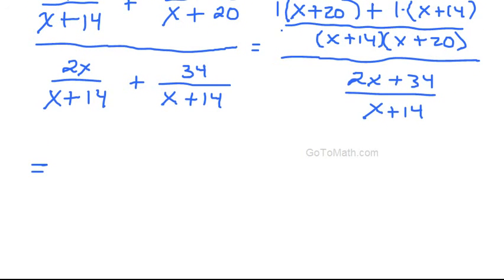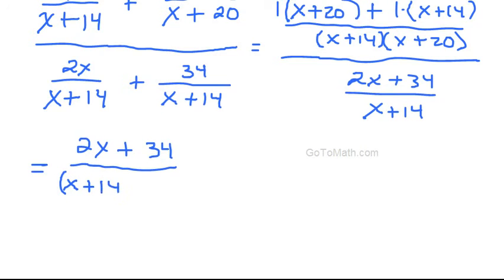I can get it all on the same page. So we're going to have x plus 20 plus x plus 14. We want to combine all that like terms, so that's going to be 2x plus, and then we got 20 plus 14, that's 34. And of course, that's going to be all over. And we're not going to multiply this together just yet. Okay, let's not do that just yet.